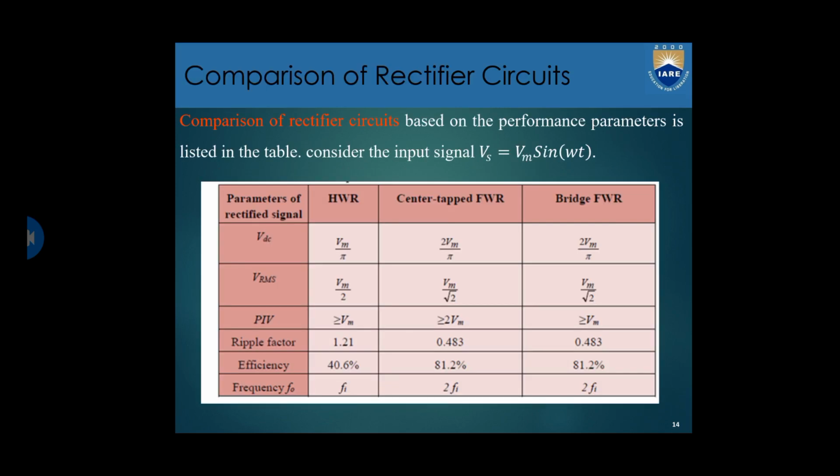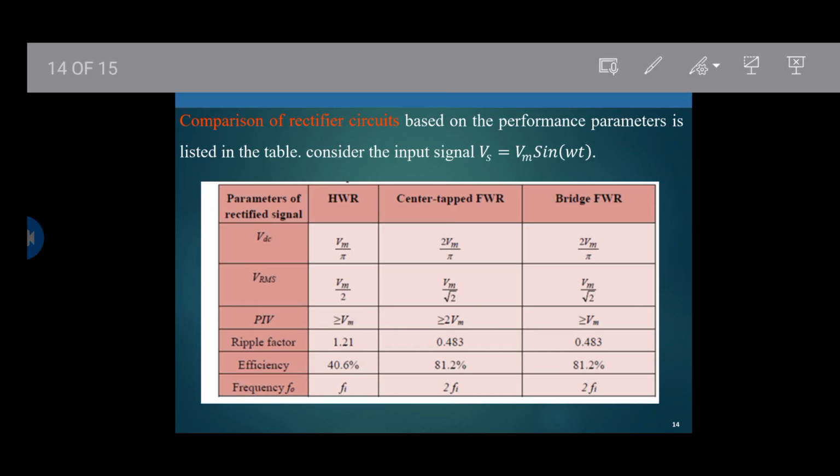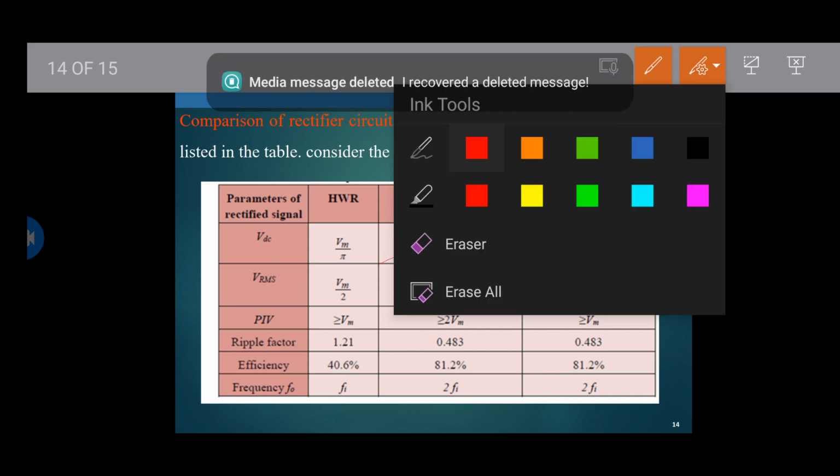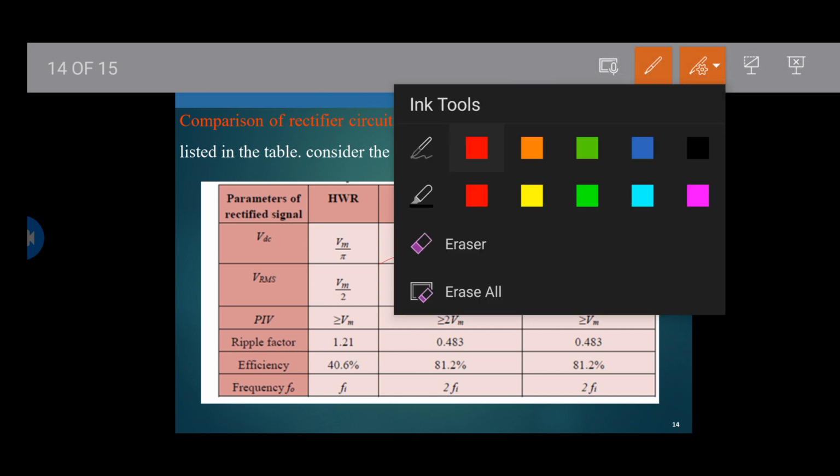Now we saw all these factors of the full wave rectifier. For reference, you can compare the half wave rectifier, full wave rectifier, and bridge rectifier, each and every value in the given table. I gave this table for reference. You can go through it.